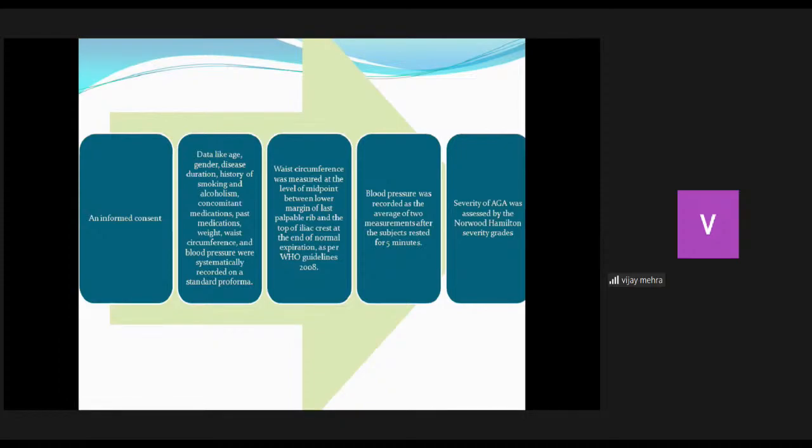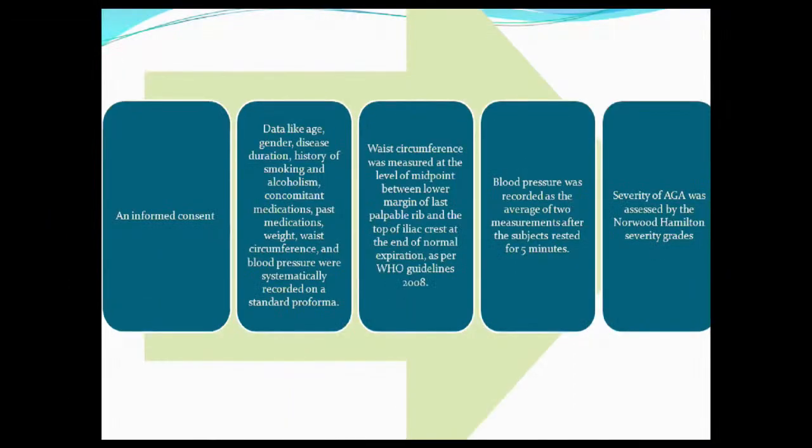Concomitant medications, past medications, weight, waist circumference, and blood pressure were systematically recorded on a standard proforma. The waist circumference was measured at the midpoint between the lower margin of the last palpable rib and the top of the iliac crest at the end of normal expiration, as per WHO guidelines 2008. Blood pressure was recorded as the average of two measurements after the subject rested for 5 minutes. The severity of AGA was assessed by the Norwood Hamilton severity grades.